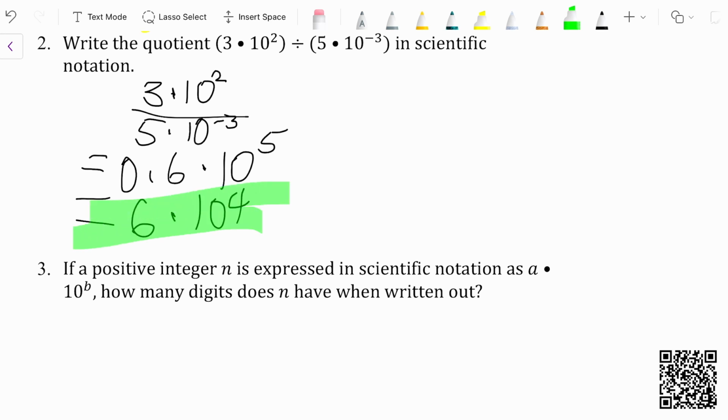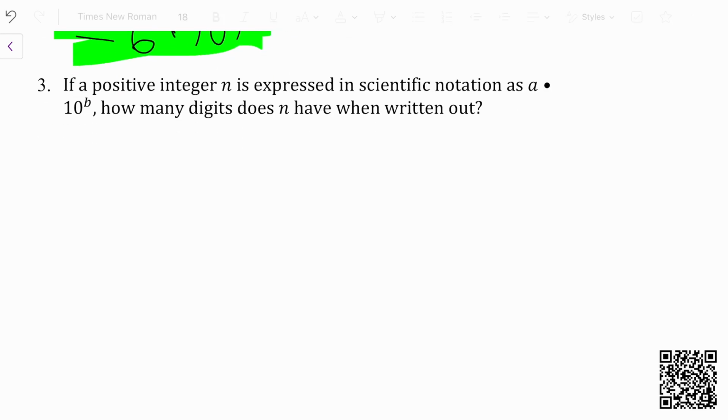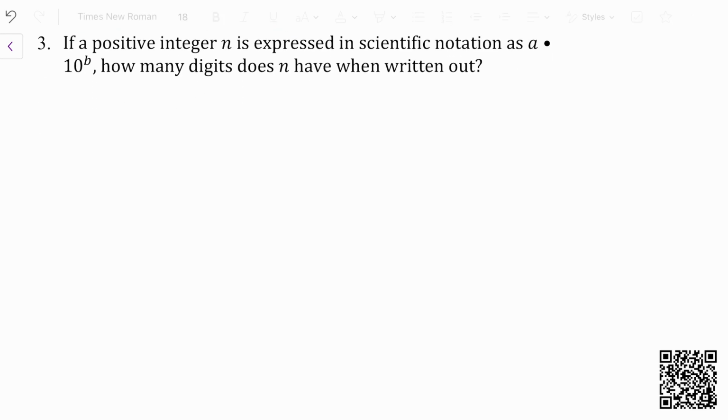I'm going to highlight this in green. So moving on to problem number 3. If a positive integer n is expressed in scientific notation as a times 10 to the power of b, how many digits does n have when written out?